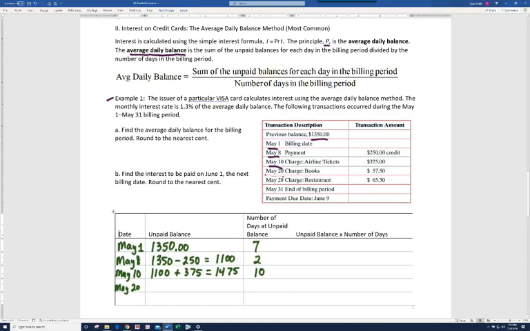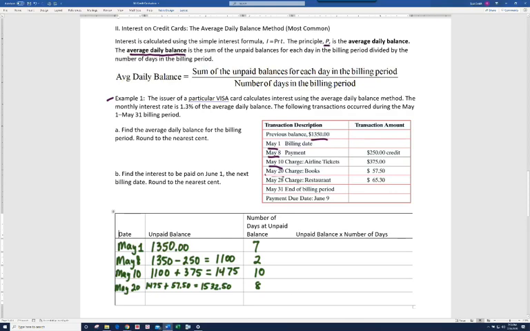And on May 20th, we purchased some books. So we're going to take our balance of $1475 and add $57.50 for the books, which means our new balance is $1532.50. That's what we're going to owe on May 20th. And from the 20th to the 28th, well, things change on the 28th. If you count it off, it's 7 days or 8 days. So you can do 28 minus 20, and you get 8 there.